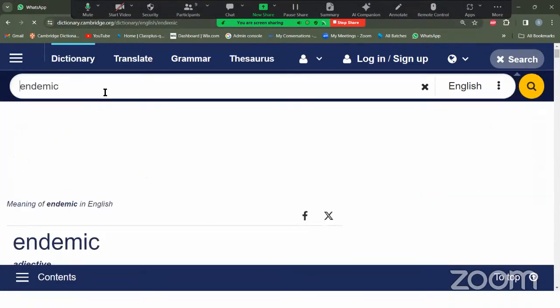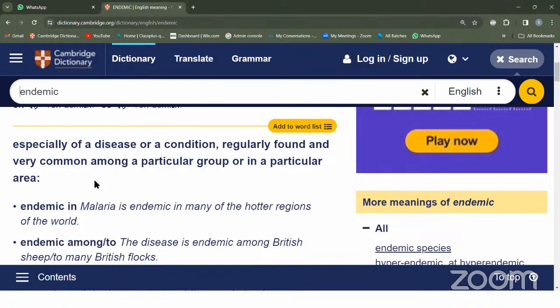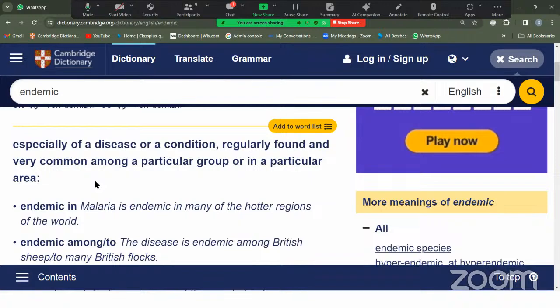Should know that one, the word meaning there. Endemic means, especially of a disease or a condition, regularly found and very common among a particular group or in a particular area. Endemic, it is already existing. It's a common thing there. Endemic means perfectly all over the society. It is there already. It's not coming now. It's not increasing, but it's already there in the people.